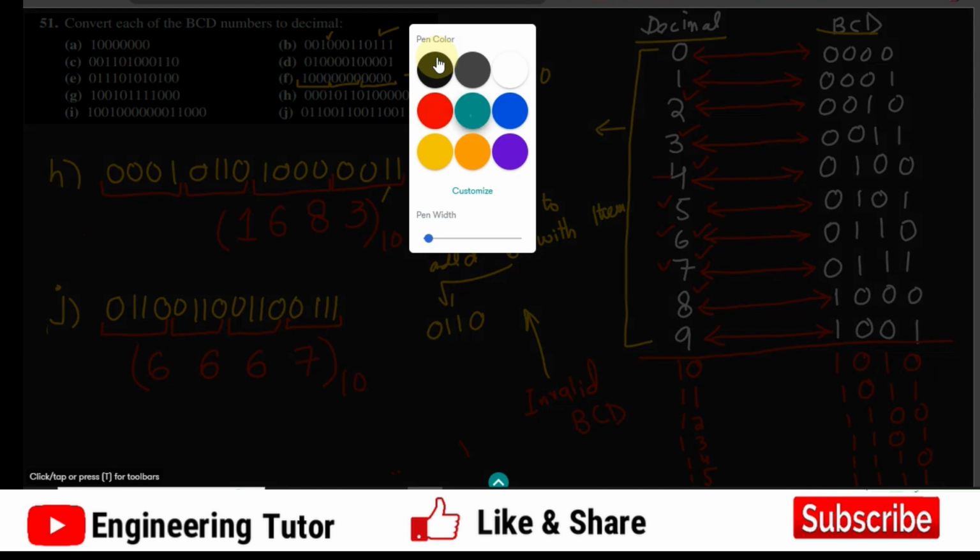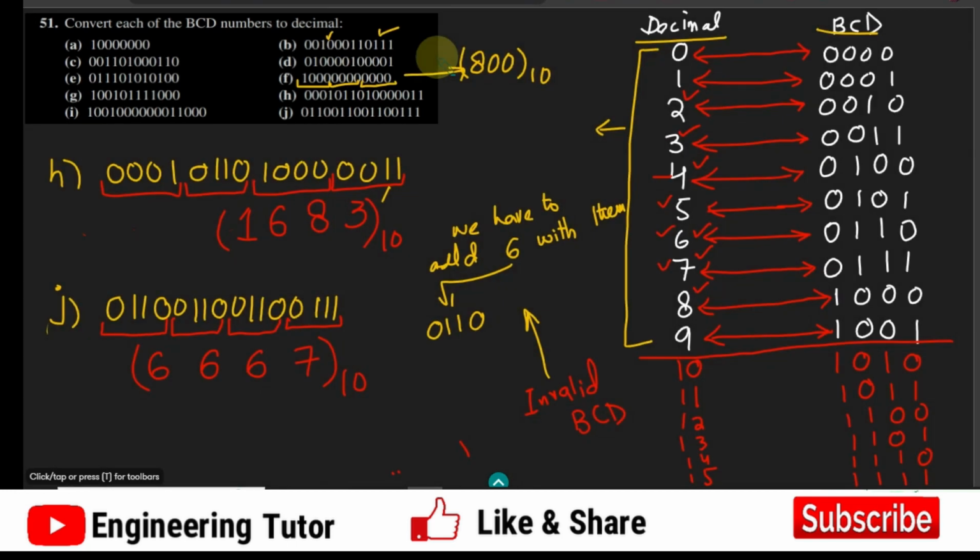So in our next question, whenever we have any number which is greater than 9, we will add this number with that number in the binary or in the BCD, and we will get the valid decimal numbers and valid BCD numbers out of that invalid number.